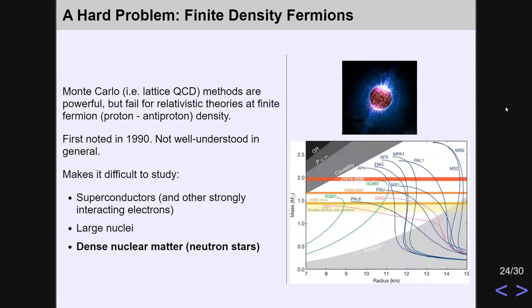Now there's a hard problem on the lattice, which is if you want to simulate a finite density of relativistic fermions. So let's say you want to look at QCD at large baryon chemical potential, as some people do. This is necessary for studying the structure of neutron stars. What you would like to measure on the lattice is the equation of state. You'd like to measure, say, the number density as a function of chemical potential. And this can be translated into a mass radius curve for neutron stars. But the lattice simulation has what's called a fermion sign problem.